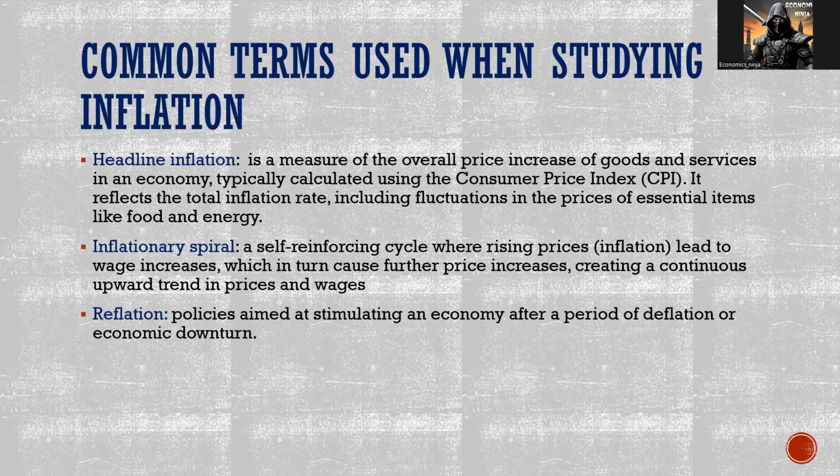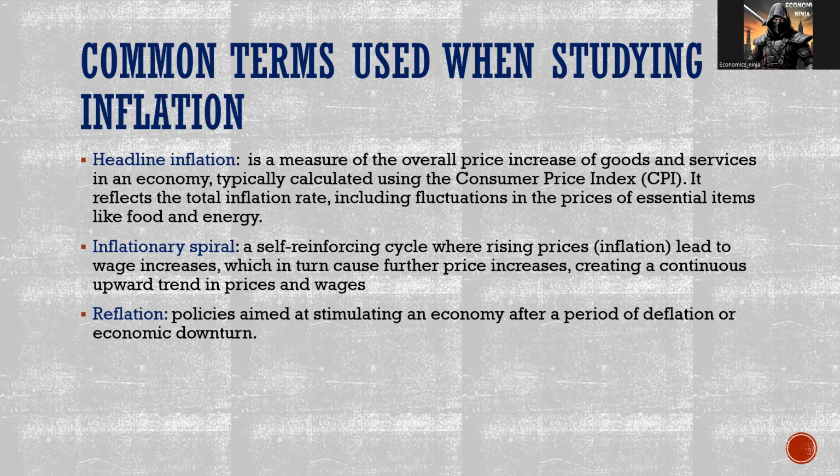Inflationary spiral, this is a self-reinforcing cycle where prices are going up, which causes workers to demand higher wages. And when wages go up, the firms will increase prices to cover that increase in wages. Then when prices go up, workers demand higher wages. So it's like prices are causing wages to go up, wages are causing prices to go up, and it continues in a spiral motion.